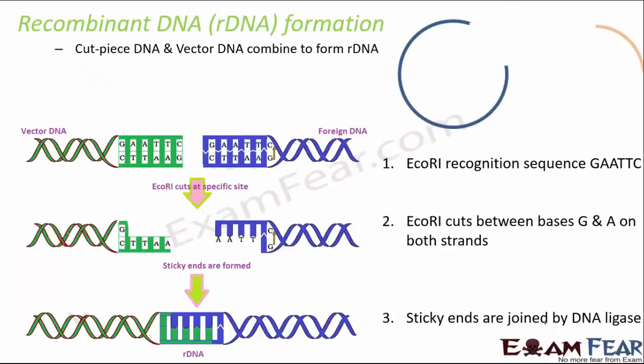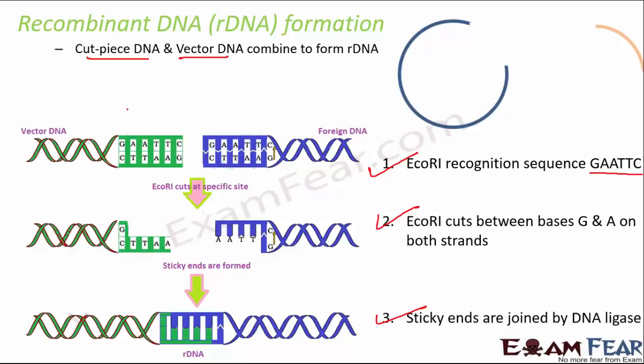So now let's talk about recombinant DNA formation. As we have learned, how is a recombinant DNA formed? Cut piece DNA and vector DNA combine to form the recombinant DNA, right? So now this EcoRI will recognize the sequence GAATTC, then it will cut between the bases G and A on both the strands. So you get two pieces. For example, here you can see that this was the entire thing and now you got the two pieces. Now each of these two pieces will have sticky ends and these sticky ends are joined by DNA ligase, as you can see here.